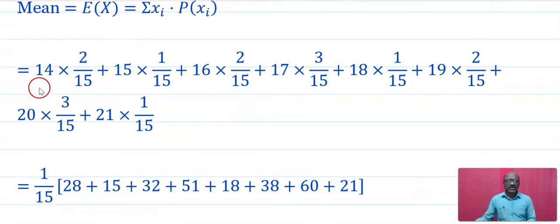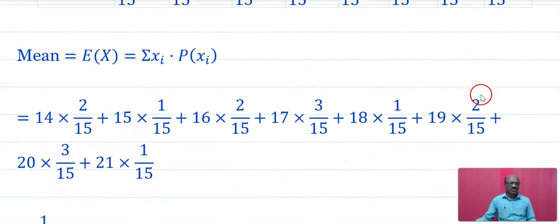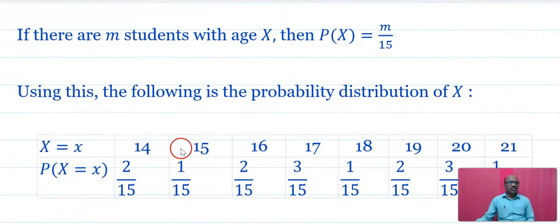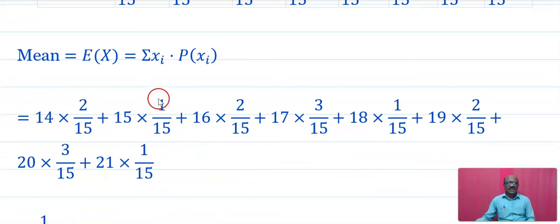That is equal to 14 into 2 upon 15 plus 15 into 1 upon 15 plus 16 into 2 upon 15 plus 17 into 3 upon 15 plus 18 into 1 upon 15 plus 19 into 2 upon 15, the product of each value with its respective probability. And next is 20 into 3 upon 15 plus 21 into 1 upon 15, and in this way you will get the mean.